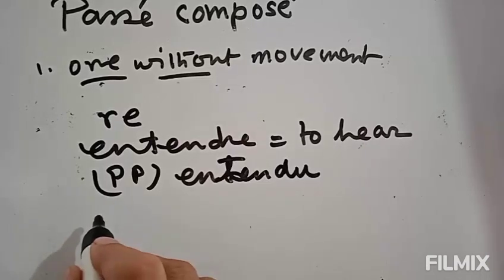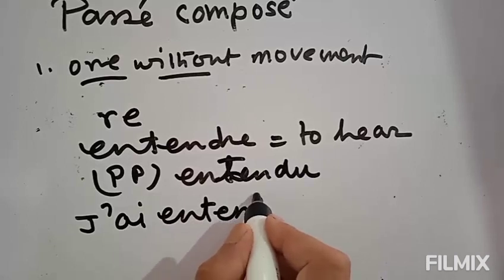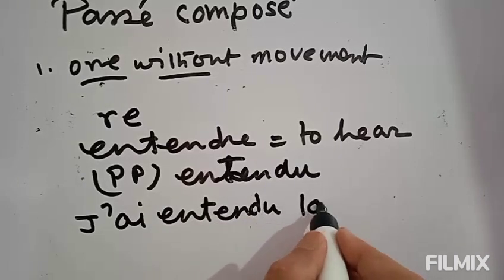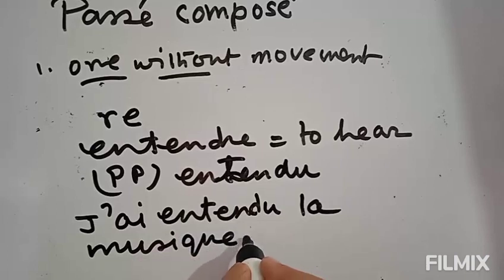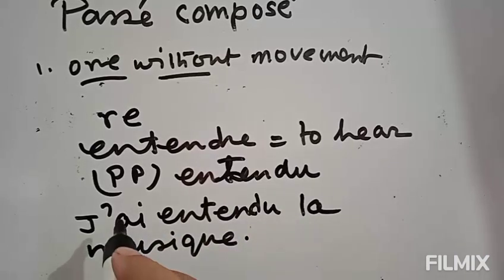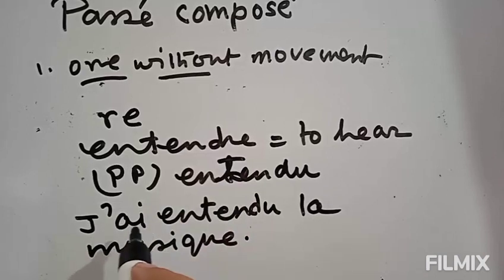For example, j'ai entendu la musique. I did hear, past tense, or I have heard. J'ai entendu la musique. Okay. I heard, or I have heard, or I did hear. That is, I have heard the music, or I heard the music. This is the passé composé, entendu.